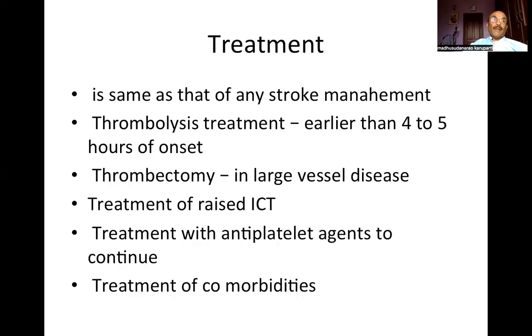The treatment includes the same methods as any stroke management. Thrombolysis treatment, if presenting earlier than 4 to 5 hours of onset. Thrombectomy for large vessel disease. Treatment of raised intracranial tension. Treatment with antiplatelet agents to continue, and treatment of comorbidities.